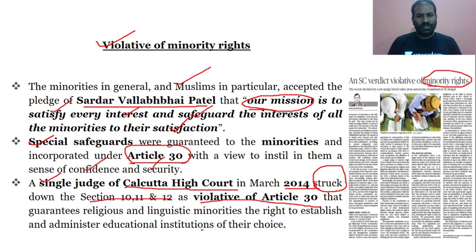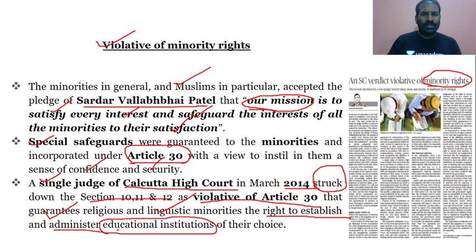But the Calcutta High Court in 2014, in its judgment, struck down sections 10, 11 and 12 of Article 30, which guarantees the religious and linguistic minorities. What does it guarantee? It guarantees the right to establish and administer educational institutions. What is important here is that we are discussing minority rights in regard to their educational institutions, and the way they have the right to go ahead with recruitment in their minority educational institutions.